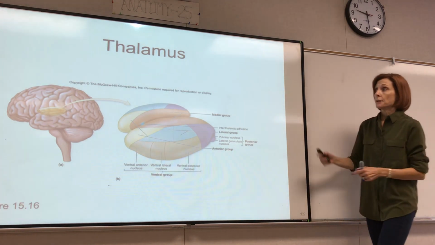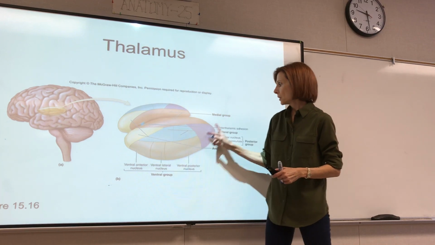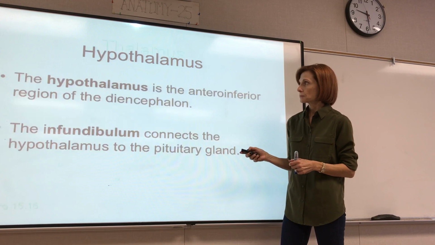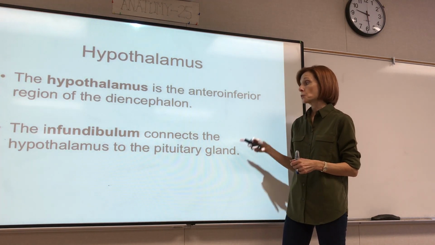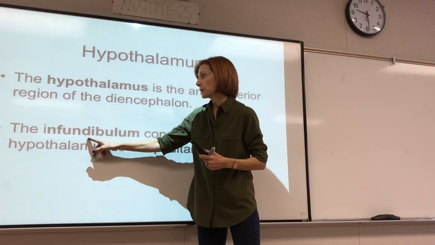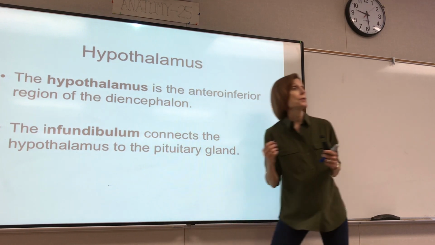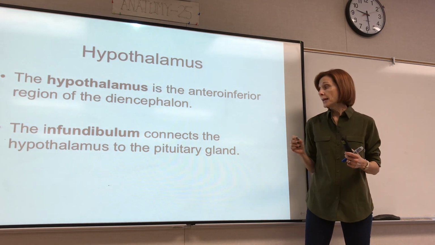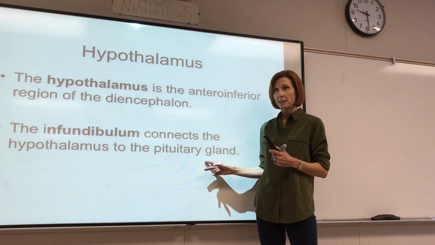Okay, and then this is a more detailed picture of the thalamus. You do not need to know all of these different nuclei though, okay? Don't worry about that. Okay, and then finally the hypothalamus. The hypothalamus is connected to the pituitary gland by a little piece of tissue called the infundibulum. Okay, this is on your list. And so this is how it controls the pituitary. It actually is directly connected to it, and it actually controls all of the hormones coming from the pituitary gland.